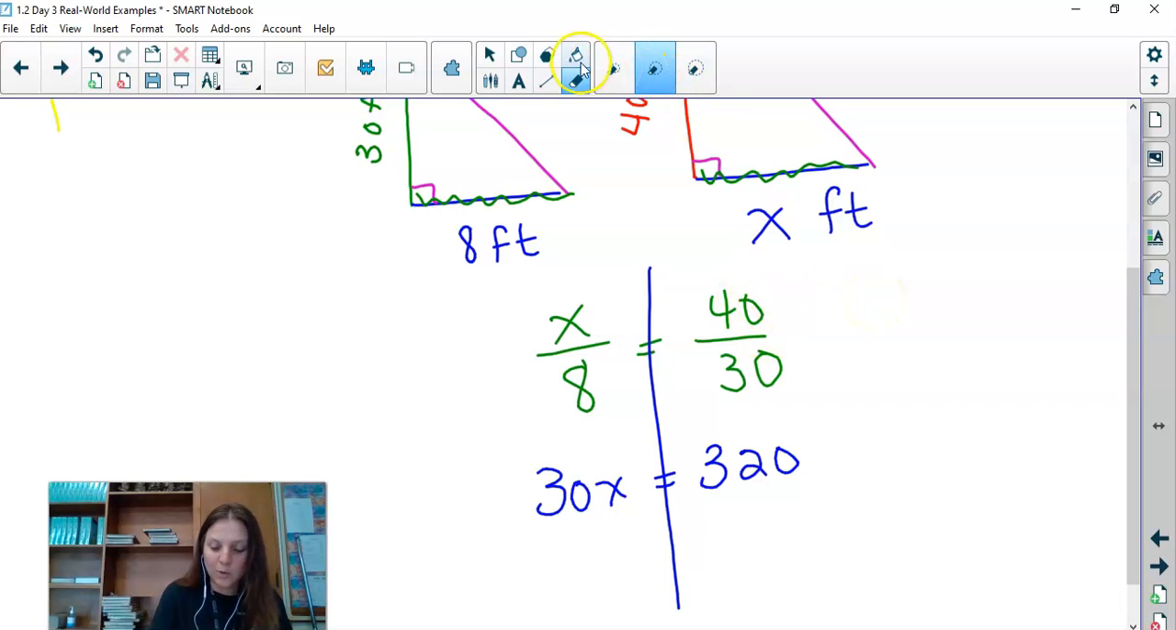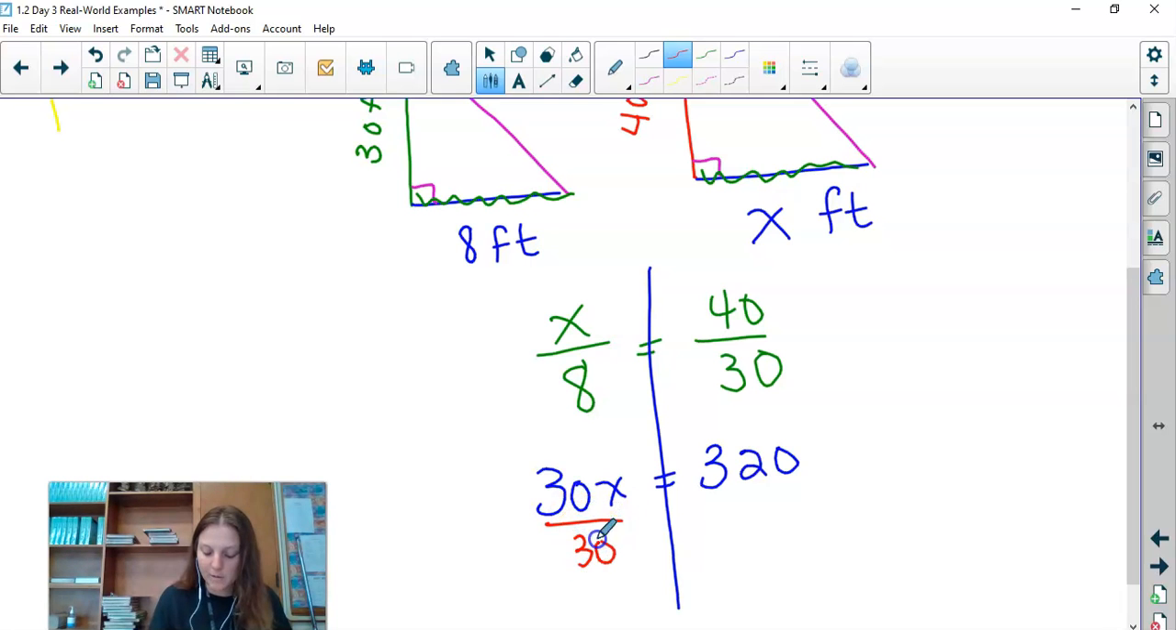Okay, now I'm going to solve it the rest of the way. Divide by 30. Need my calculator for this one. So 320 divided by 30. And I got 10.6 repeating. And it kind of keeps going on and on.